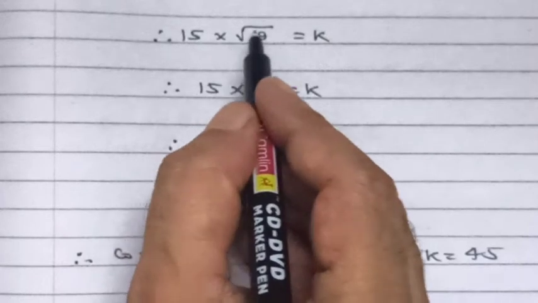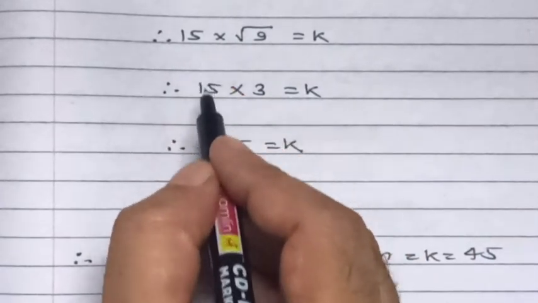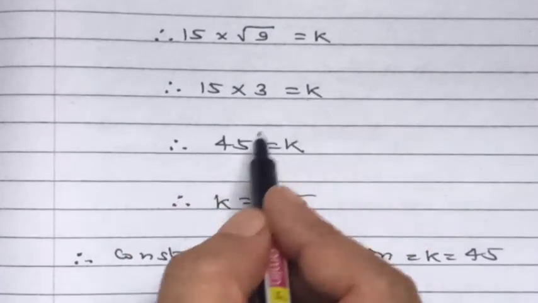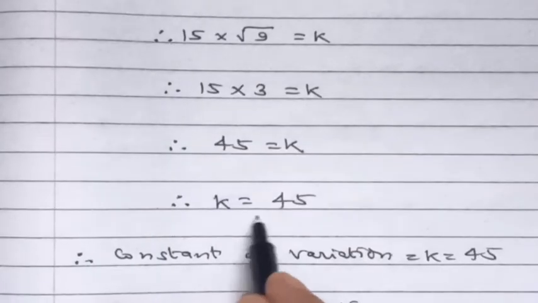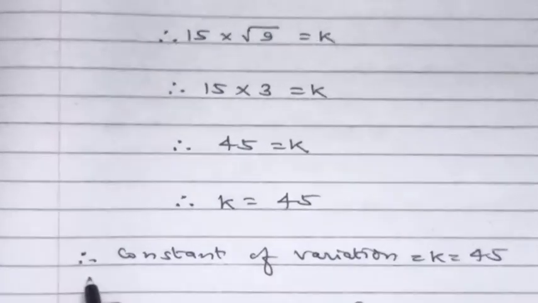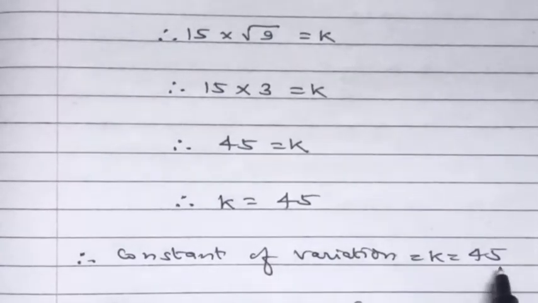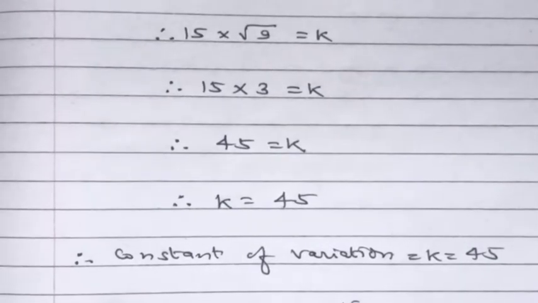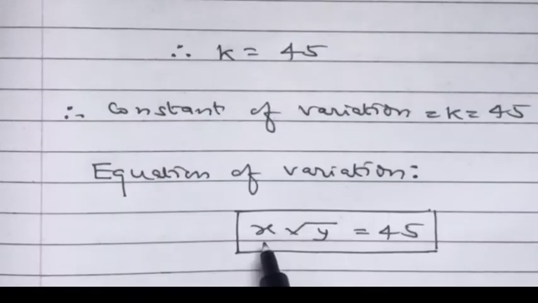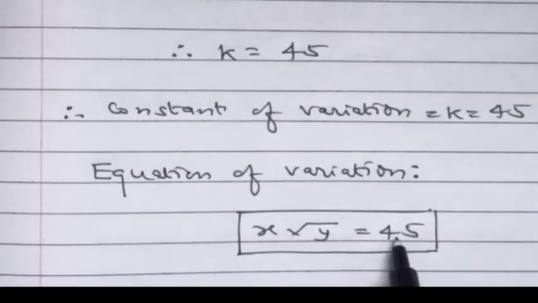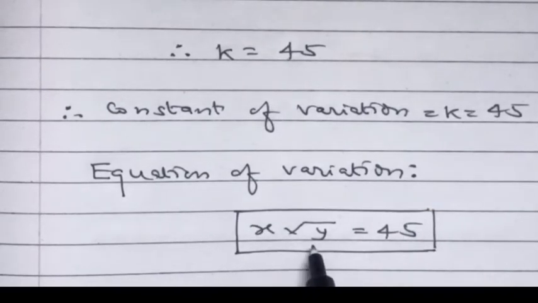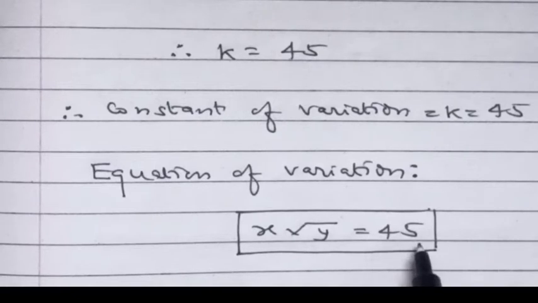So 15 into root 9 is equal to k. So 15 is 15, root 9 is 3. So 15 into 3 is equal to k. Therefore 45 is equal to k. Therefore constant of variation k is equal to 45. An equation of variation is x root y is equal to 45. X root y is equal to k. Now k is 45. Therefore equation of variation is x root y, in place of k, write 45.